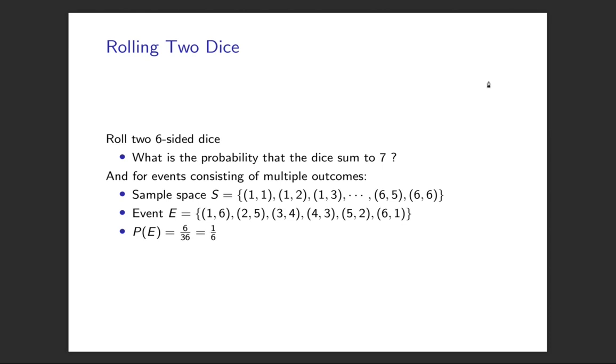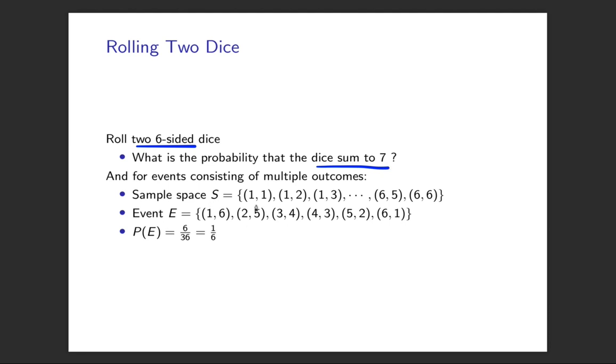Okay, let's do a few examples where we calculate probabilities of events when we know that all of the outcomes are equally likely. So suppose we roll two six-sided dice, and the event that we're interested in is that the dice sum to 7. How would we go about that?